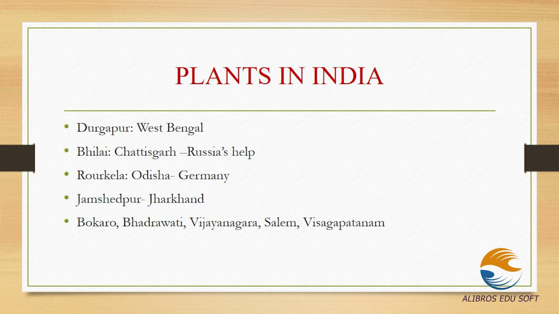Next is Durgapur. It is seen in West Bengal. Next is Rourkela. It is seen in Odisha and it was constructed with the help of Germany. Next is Jamshedpur. It is found in Jharkhand. Then Bokaro, Bhadravati, Vijayanagar, Salem, Visakhapatnam. These regions also have a large number of iron and steel industries.